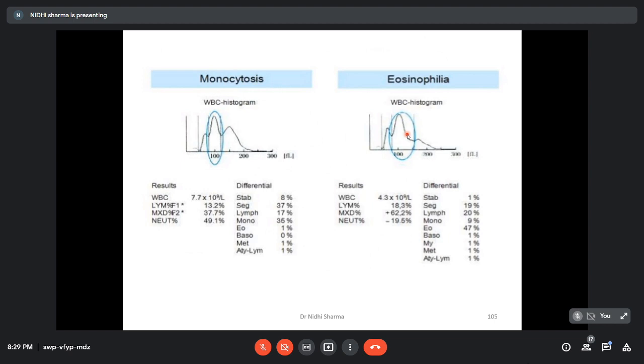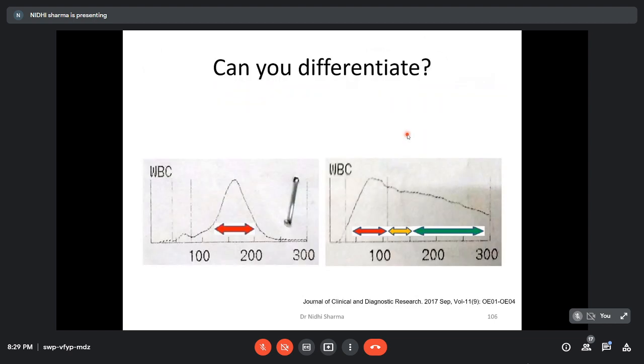Interestingly, in WBCs we are more habitual in looking at the scattergrams, which I will also discuss in future, and we hardly get to look at the histogram, because we see the relative populations in the scan. But if you look at these two histograms of WBCs, clearly they tell a story.